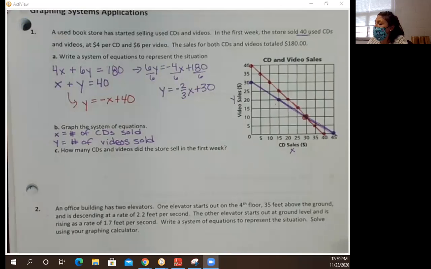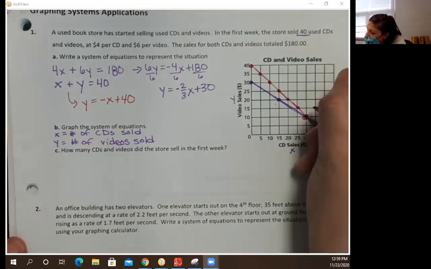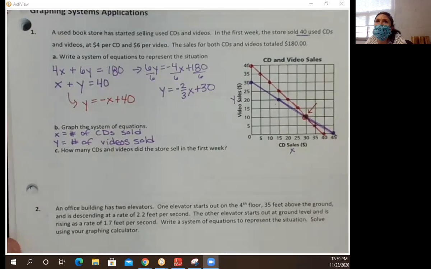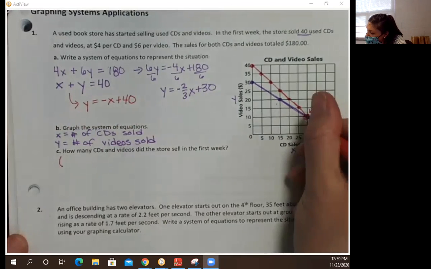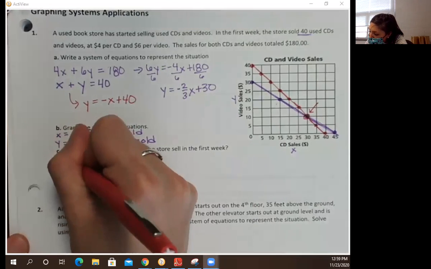What we want to know is what point on these lines meets both of those criteria. So that would be where they intersect, that point on both lines. So my solution here would be 30, 10.